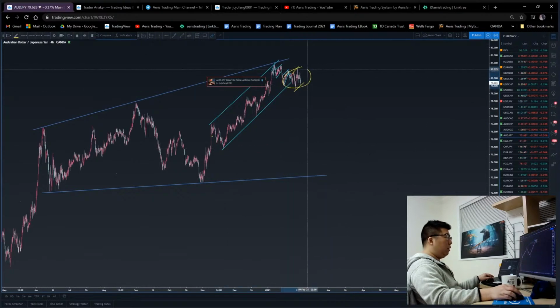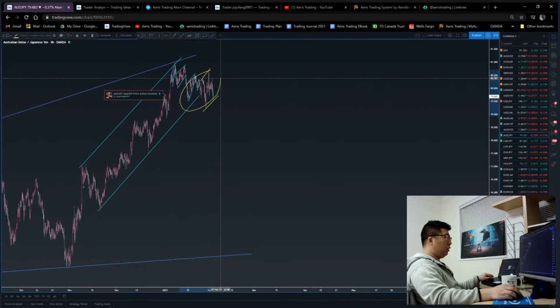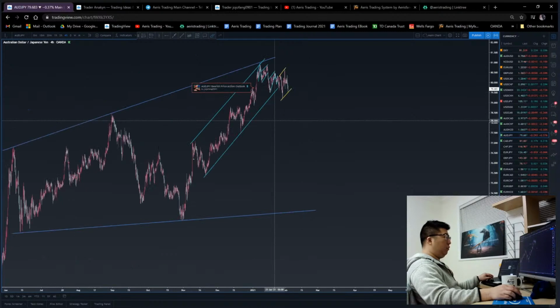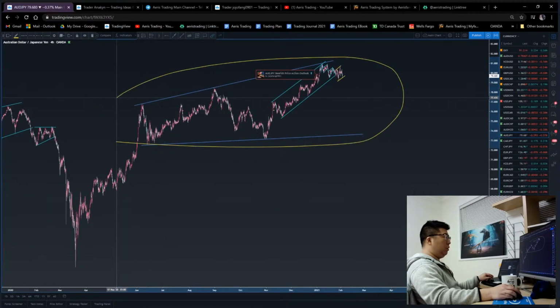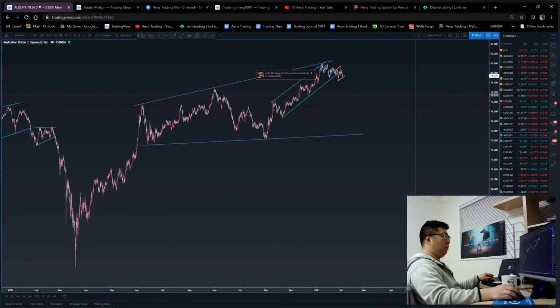So right now, to me, there's not too much in this area. I want to see just a little bit more development. That's going to give me confirmation for a potential sell out of this higher time frame correction here.